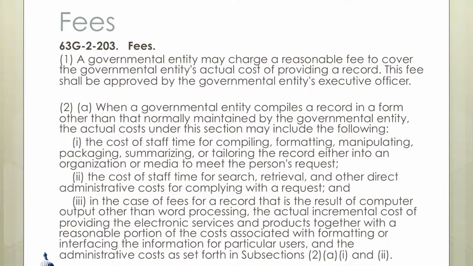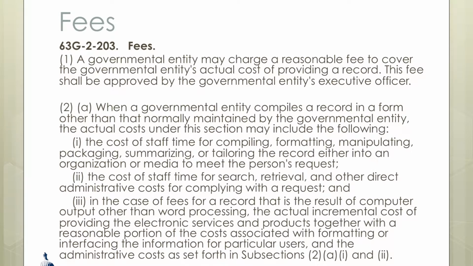Okay, so let's move on to section 203, which is about fees. A governmental entity may charge a reasonable fee to cover the governmental entity's actual cost of providing a record. And this fee should be approved by the governmental entity's executive officer. So, number 2 lists the things that you can charge for.